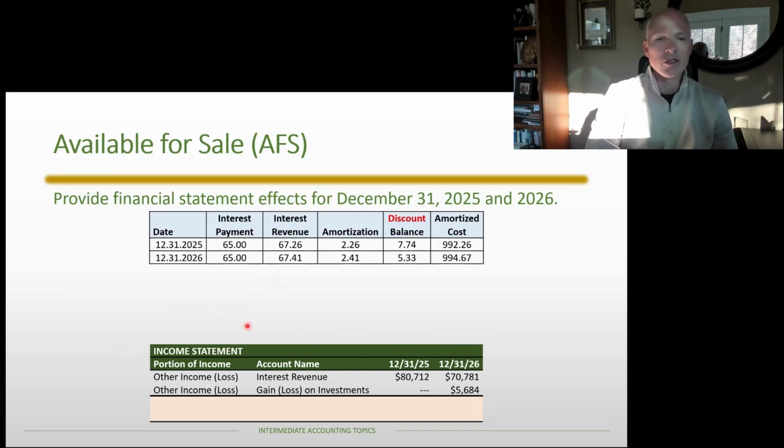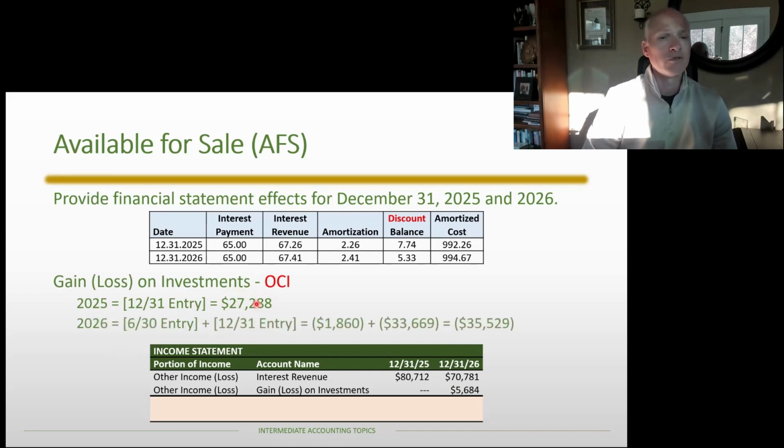And then as far as the other comprehensive income, in 2025, the only thing we had was the fair value adjustment account. And so that's the only entry we had to worry about. And in 2026, we had a lot more going on. If you remember, we had the June 30th journal entry, and we also had the 12/31 journal entry. So again, remember, we did everything in the box in two different times. And so we need to include both of those in our comprehensive income reporting.